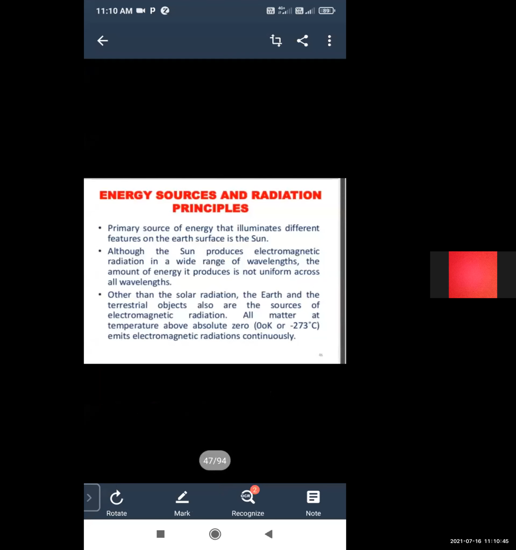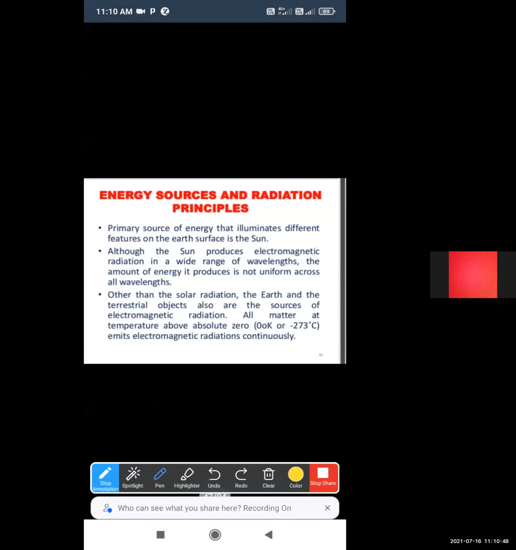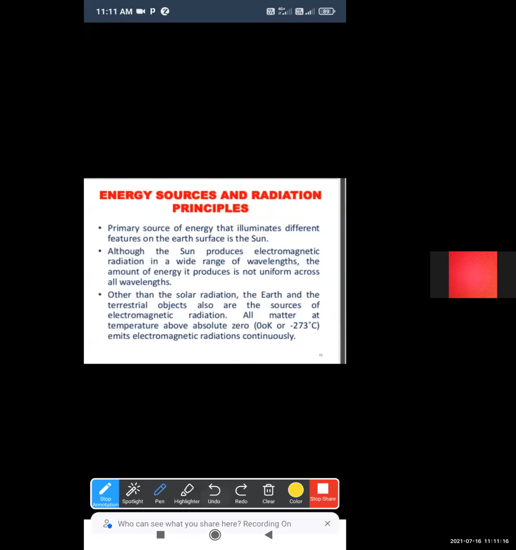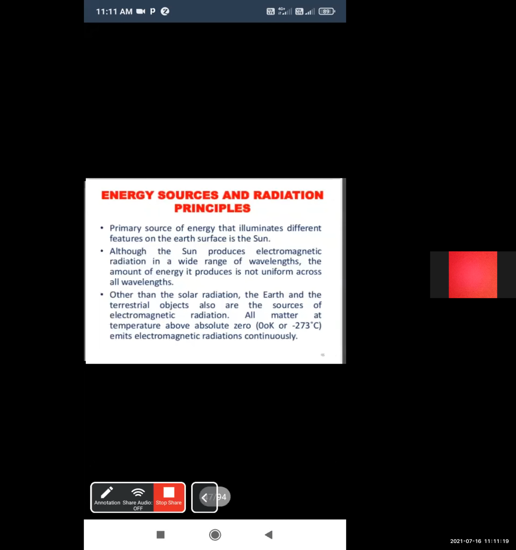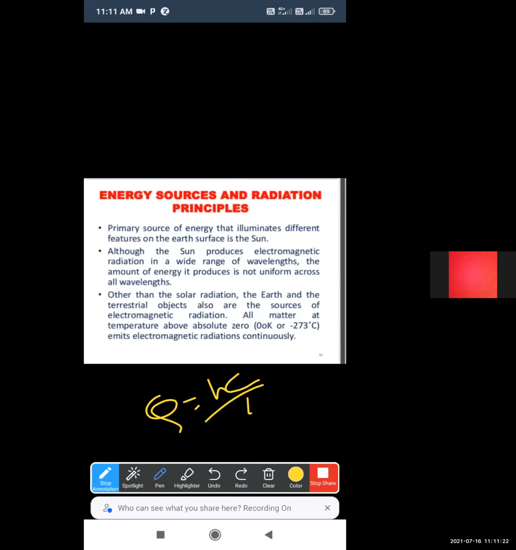Now the screen is visible. Yes, ma'am. The sun produces electromagnetic radiation over a wide range, from X-rays up to radio waves. In this wide range of wavelengths, the amount of energy it produces is not uniform across all wavelengths. So energy is also not equal because wavelength is different. What is the formula of energy? Energy Q equal to hc by lambda. If lambda is different, then Q is also a different value.